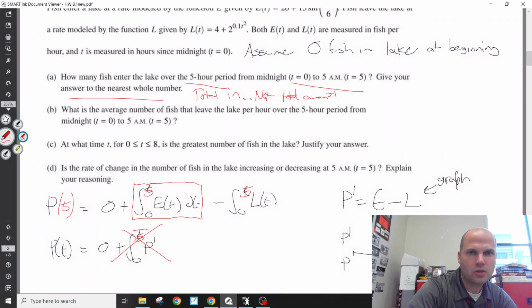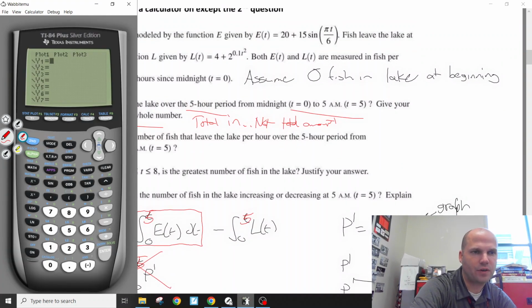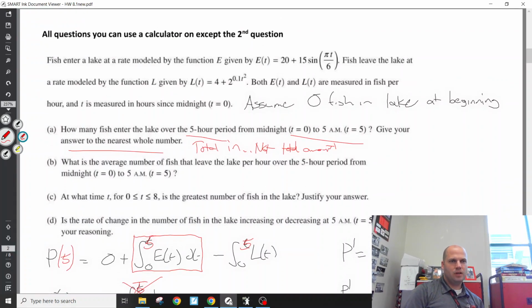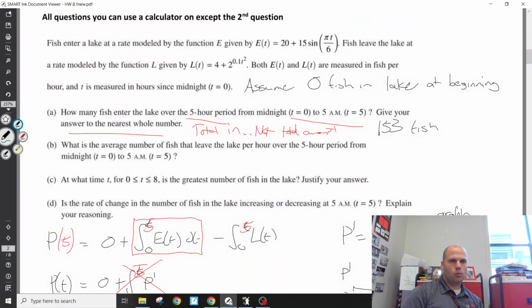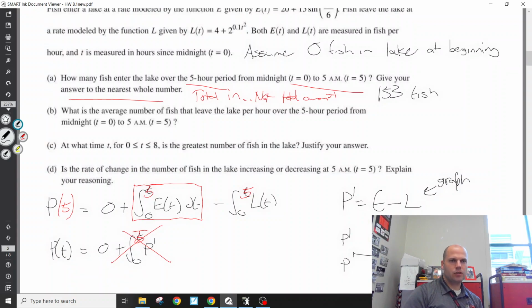We're good. So 153 fish. I like his idea, but I'm going to stick with what is simpler. 153 fish. Cool. Part B is completely unrelated to what the overall question is asking. Part B, I'm going to skip and do last. So let's go to part C.